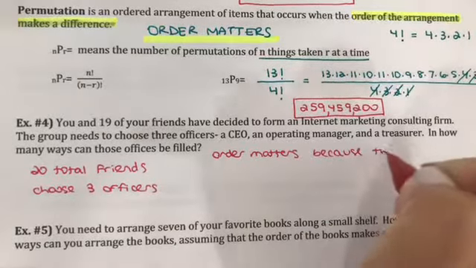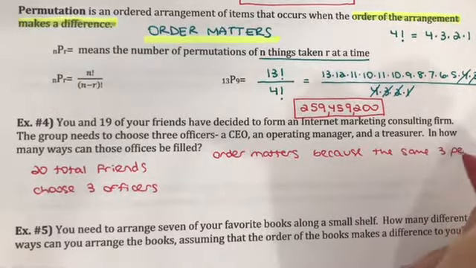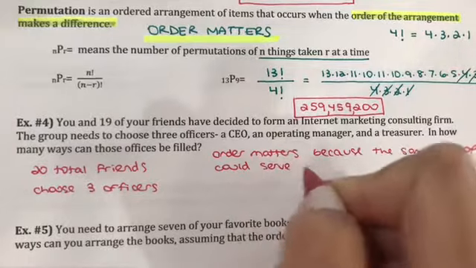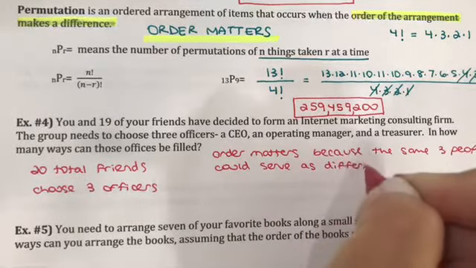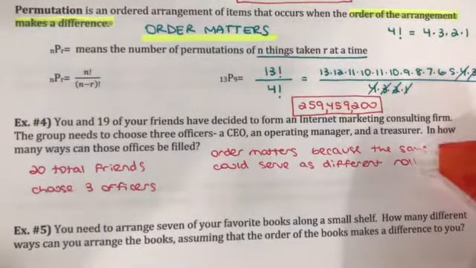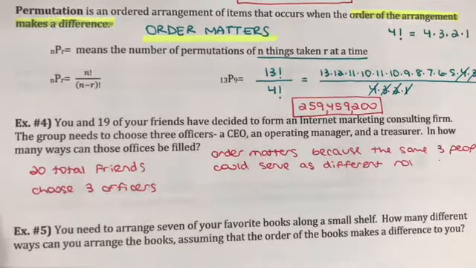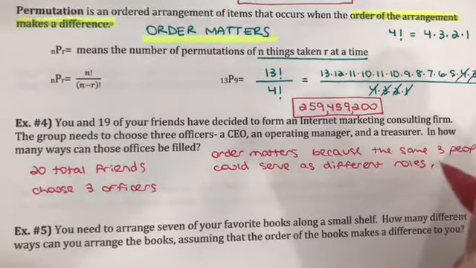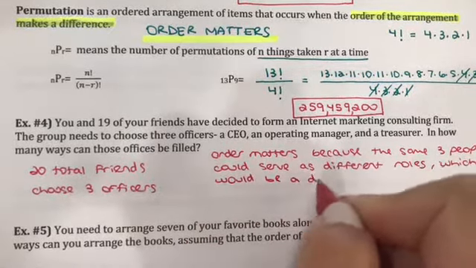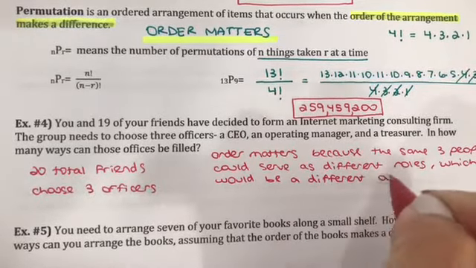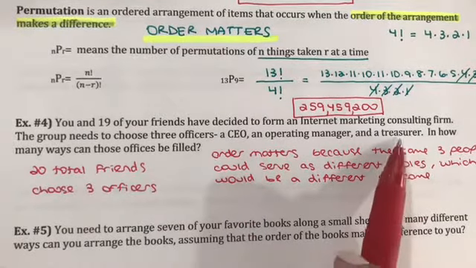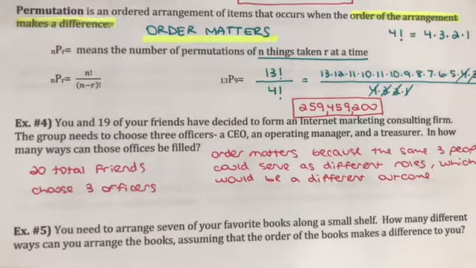Because the same 3 people could serve as different roles, which would be a different outcome. If I'm CEO in one outcome and I'm treasurer in another outcome, that's a totally different setup, a totally different outcome.